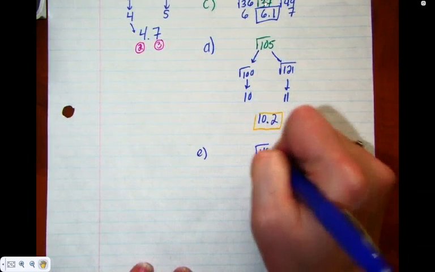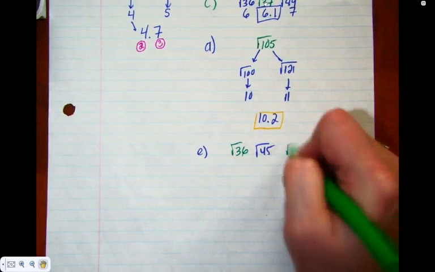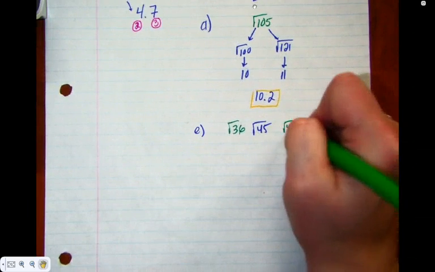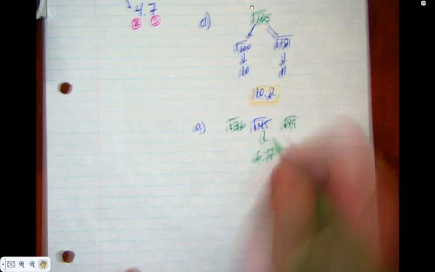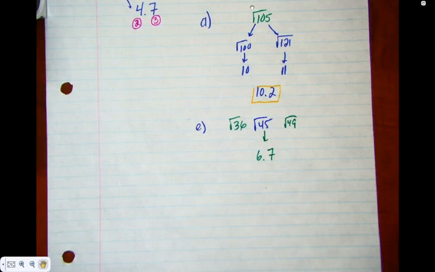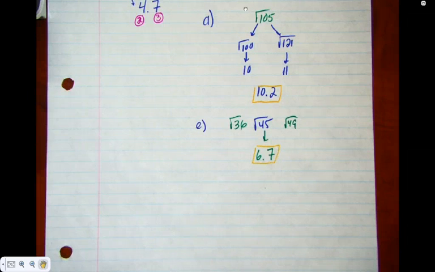E, root 45. What's the lower one? 36. Higher one? 49. That makes this 6 point something something. 6.7. I would take 7. I would take 8. Any other offers? 0.9 would be a little high for me. I'd take 0.75. I'd take 0.775. I would take 0.81. Questions?